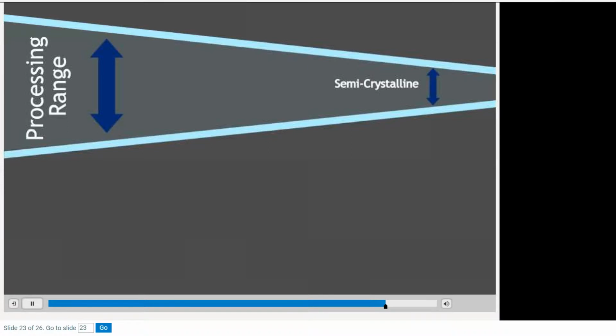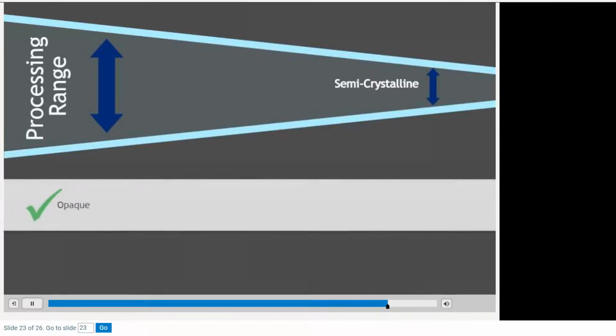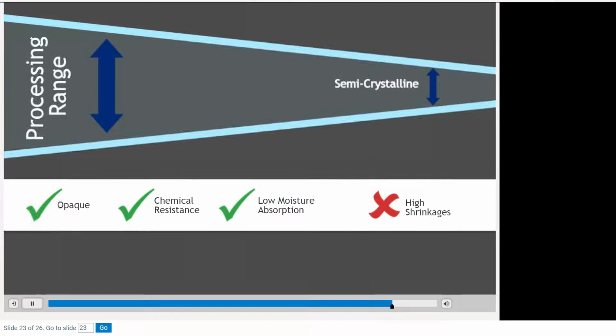Semi-crystalline materials have a narrower material processing temperature range. These materials are opaque and have a good resistance to chemicals and lower moisture absorption. However, they have higher shrinkage rates. This is important for process technicians to understand when molding semi-crystalline materials.